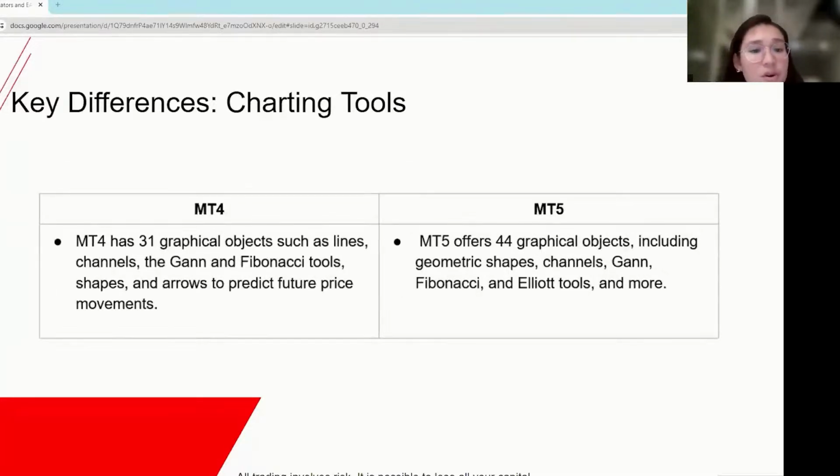Okay, MT4 has 31 graphical objects such as lines, channels, the gun, and Fibonacci tools, shapes, and arrows to predict future price movements. So if you think that's enough for you, MT4 might be a better option. On the other hand, MT5 offers 44 graphical objects, including geometric shapes, channels, gun, Fibonacci, and Elliott tools, and more.